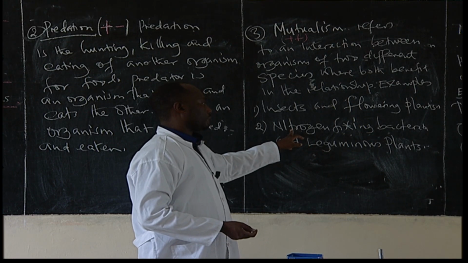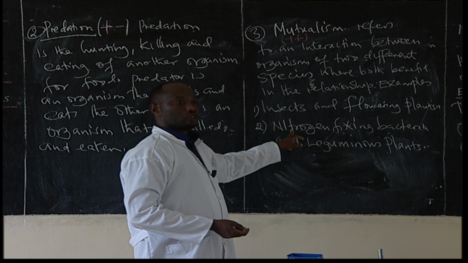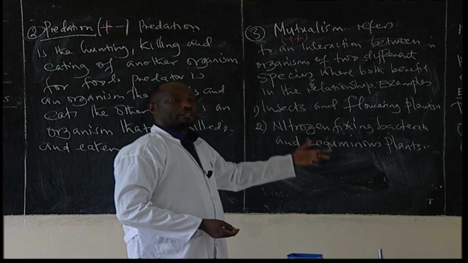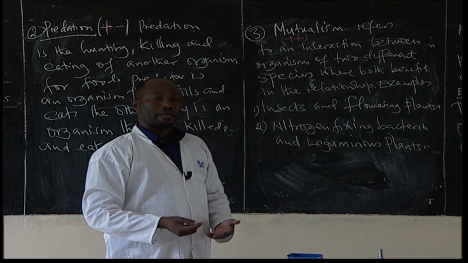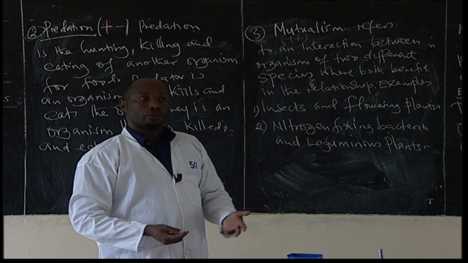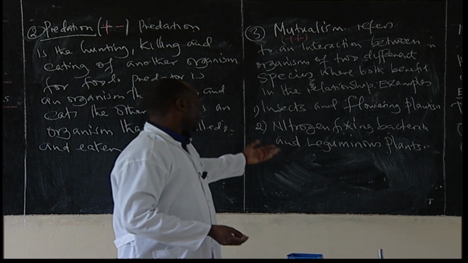Examples of nitrogen-fixing bacteria, I can mention Rhizobacter. How are they going to benefit? They benefit from leguminous plants by getting free shelter, free food, and other benefits.